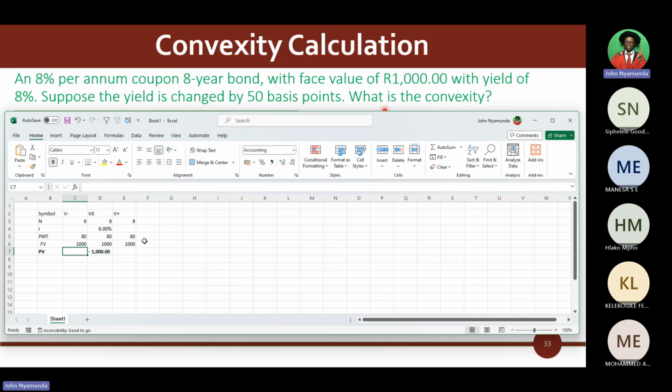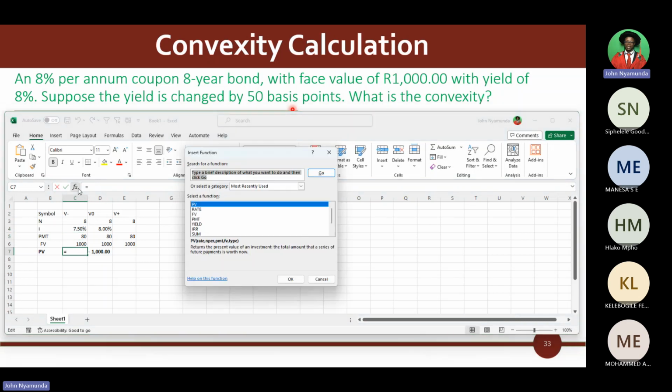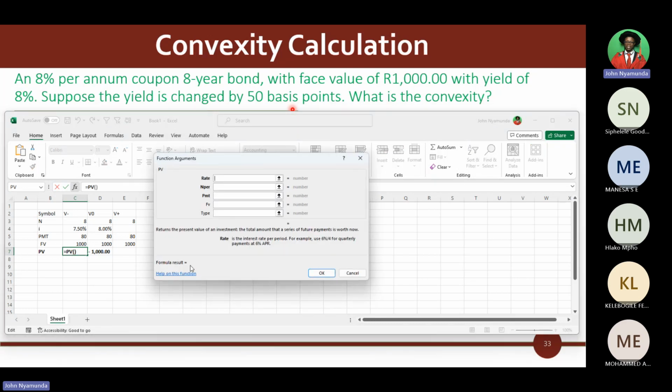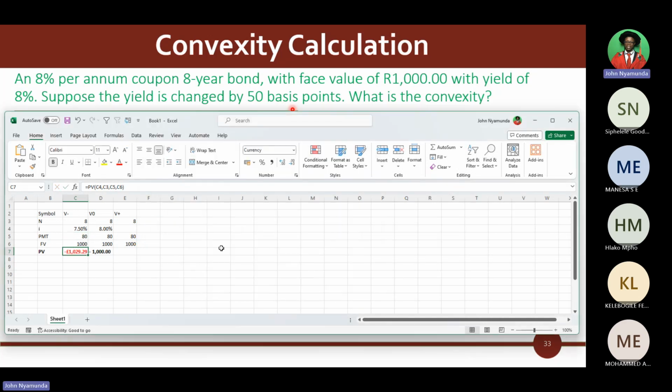Then we go here and say, okay, yield to maturity changes by 50 basis points. So it moved from 8% to 7.5% there. We are going to do PV again, this time we are not yet lazy, but the next time we are going to be lazy. The rate is 7.5%, NPER is 8, PMT is 80, FV is 1,000. If yield to maturity increases by 50 basis points, it becomes 8.5%. What is the value, ladies and gentlemen? I'm not going to say, otherwise some people are going to be mad with me.